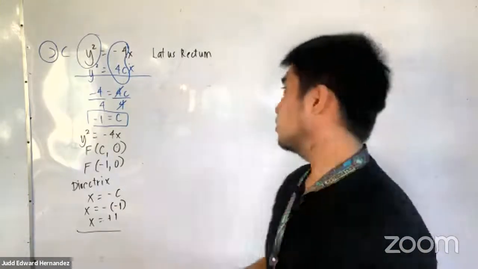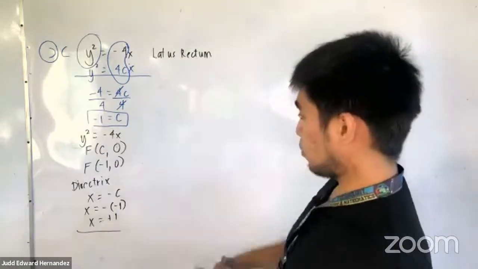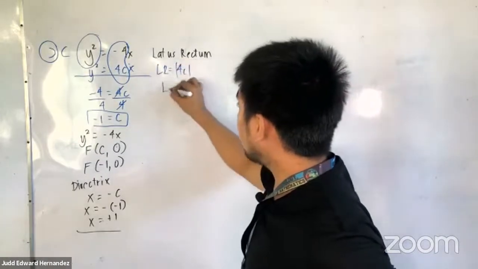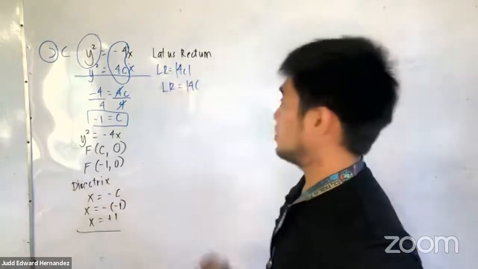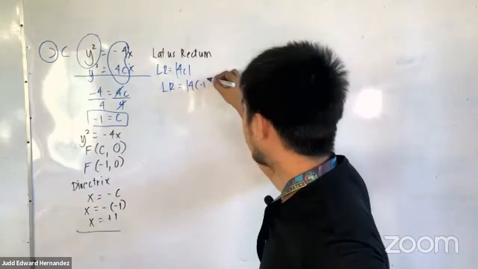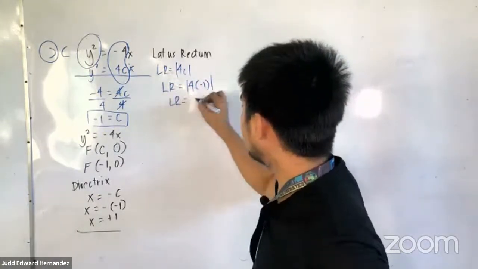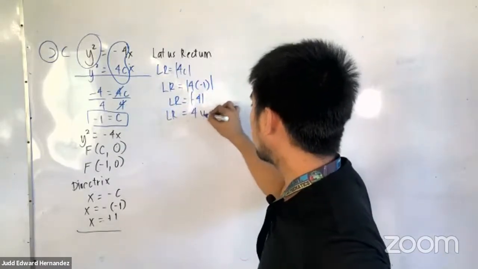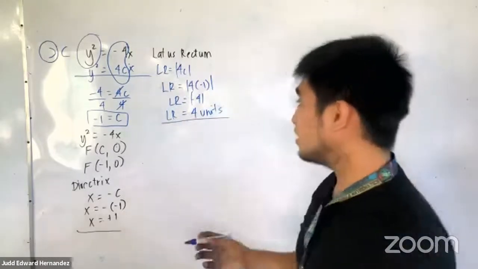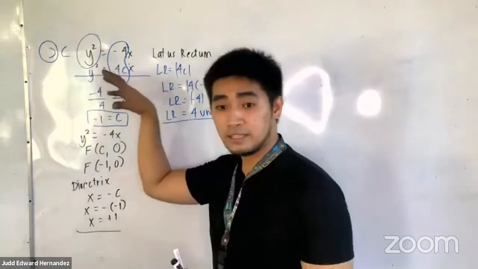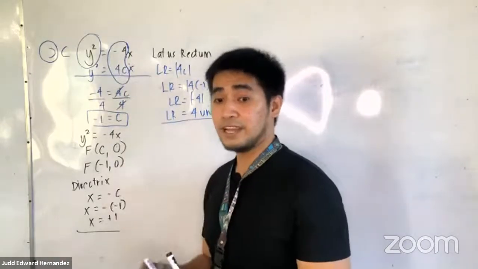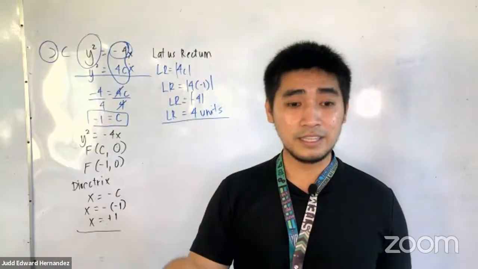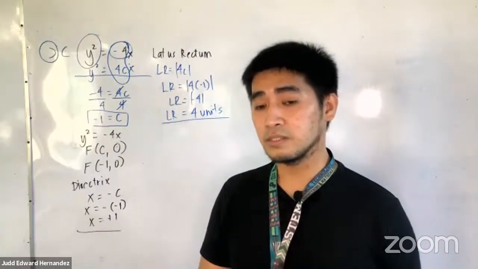Okay. So latus rectum now, or LR, that is always equal to the absolute value of 4c. Therefore, LR is equal to 4 times... What is c? Negative 1. Okay? Therefore, LR is negative 4. The absolute value of negative 4, that is 4 units. Di ba sabi natin kanina kung ano naman talaga yung value dun sa right side? Yun naman talaga yung magiging answer for the latus rectum. In this case, that is negative 4. Get the absolute value of negative 4, it becomes positive 4.